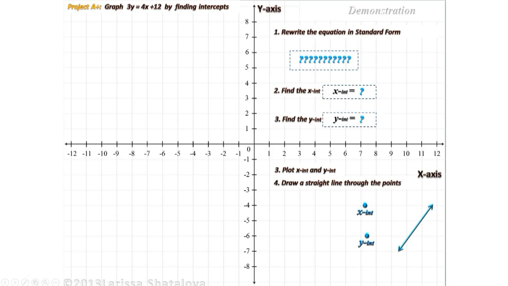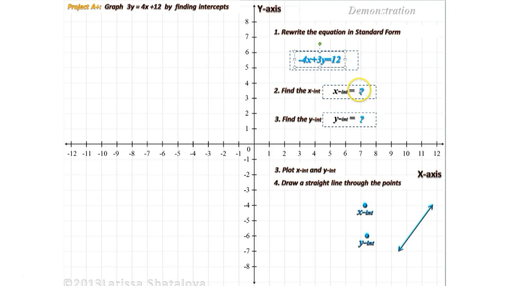Demonstration for project A+. Graph an equation: positive 3y equals positive 4x plus 12, by finding intercepts. First of all, we have to rewrite our equation in standard form. We have to move positive 4x from the right to the left, so it will be negative 4x. Now you can show here. Highlight negative 4x and positive 3y equals 12.